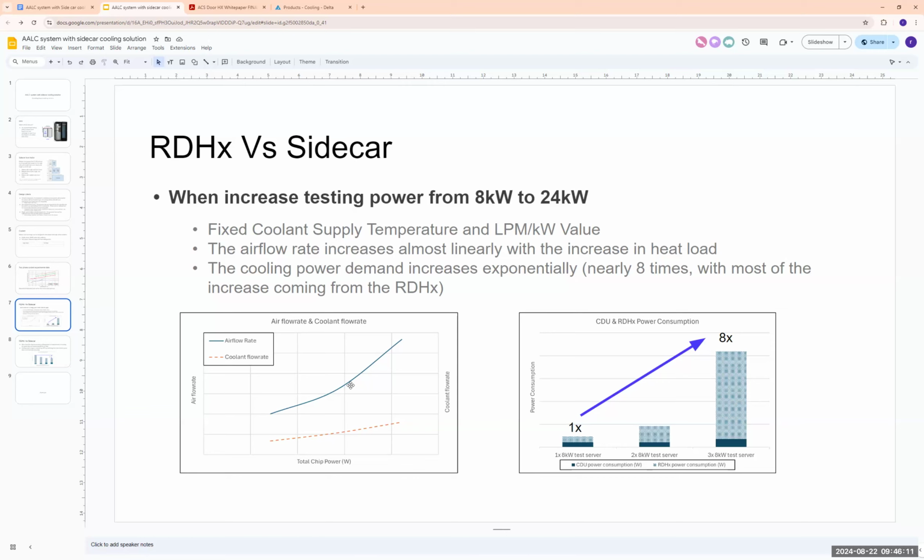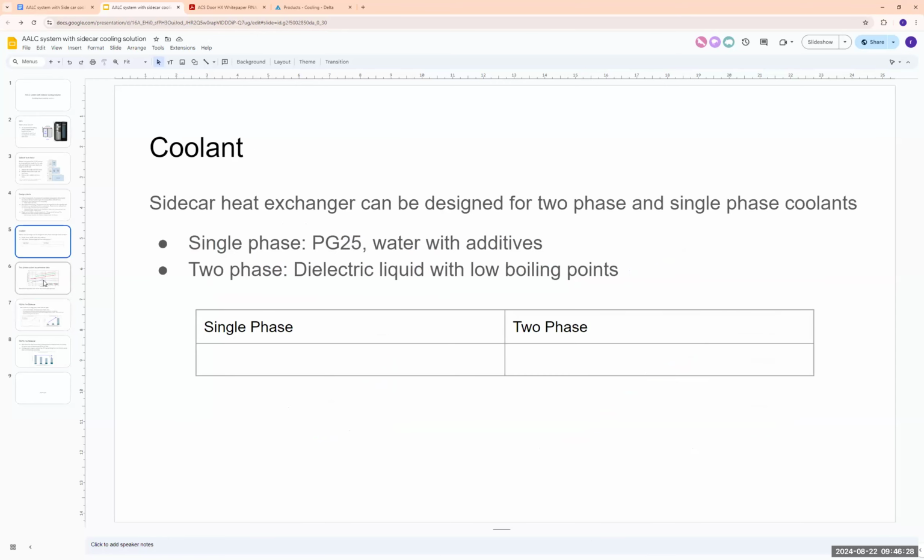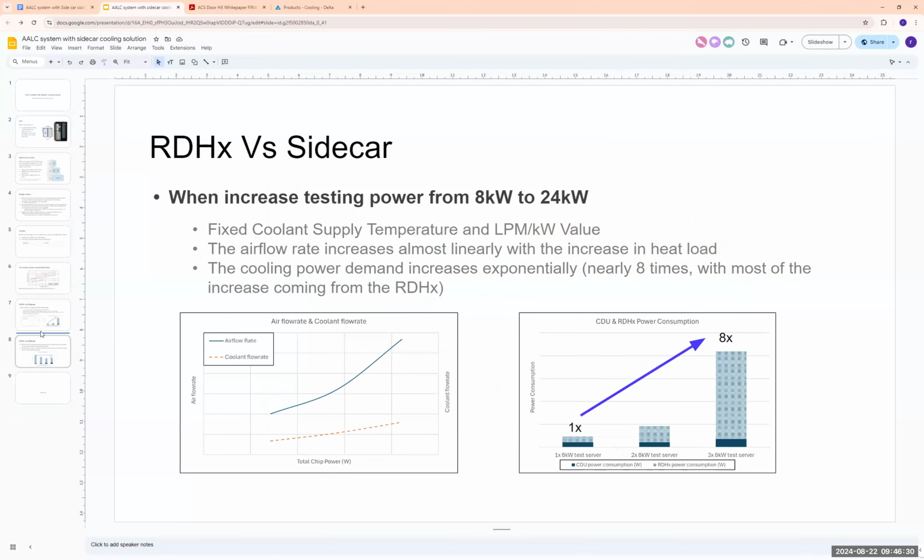Mark is here. Do you have any data that you can share that could help us compare two-phase and single-phase, such as chip power versus cooling? But I think there are no differences at all.